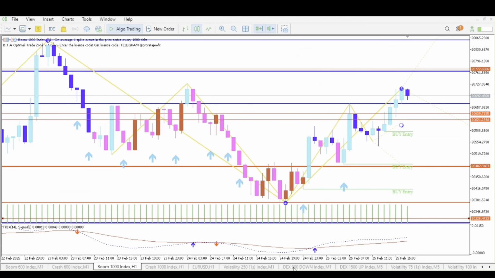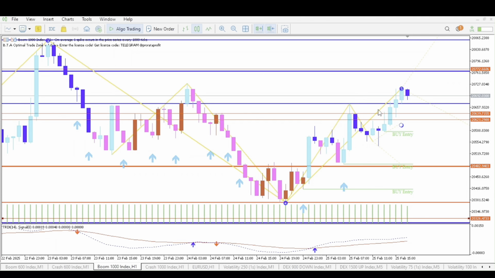But why is it not possible for me to enter a buy right now? Because it has reached this node. Whenever it reaches this node, it simply means that it's now time to take profit. So we cannot continue buying boom 1000 right now. We have to wait for it to retrace a bit so that we can enter it. So this is basically the way you use when you want to catch a spike.